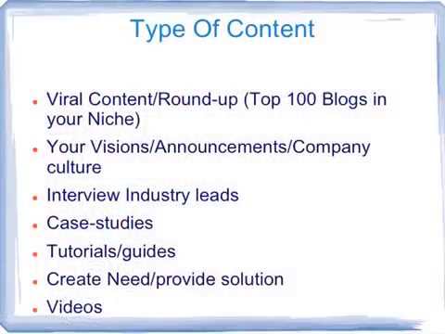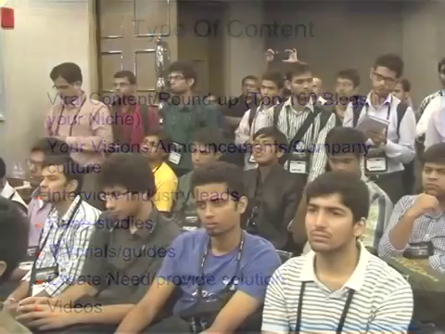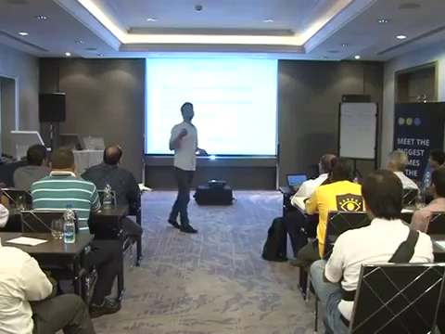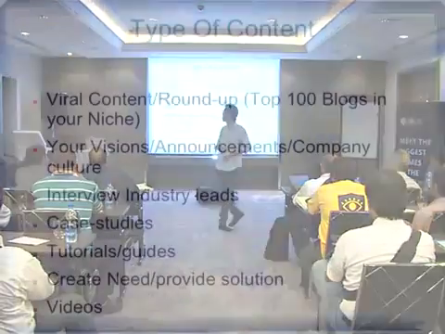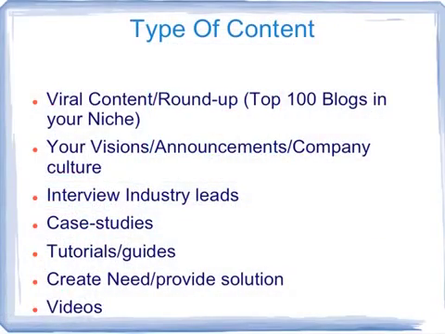Okay, so what type of content will you be writing on your business blog? As we talked about, it's not a personal blog, it has to be more targeted. So the very first thing we'll be doing is viral content. Now, viral content could be of any type. Apart from that, you will be covering all your company announcements, and most importantly, you'll be talking about your company culture, like what kind of things are happening in your company.